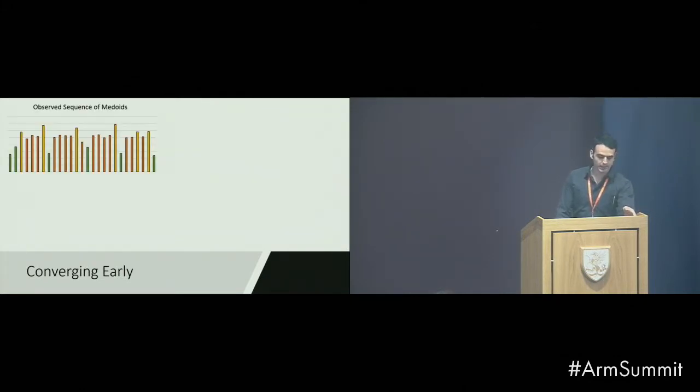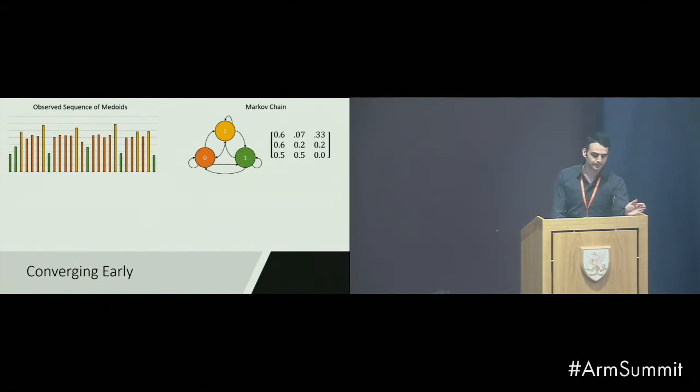Well, I can take a look at the sequence in which these medoids occurred. So, for example, it goes green, then yellow, and so on and so forth. And I can build a Markov chain based off of that. Here we see the Markov chain, and there's the transition matrix to the right. The orange state is state 0, yellow is 2, green is 1.